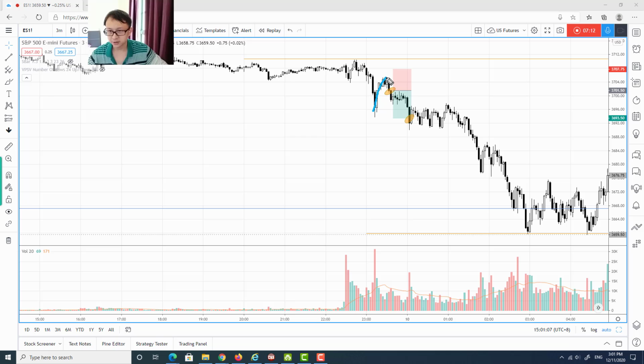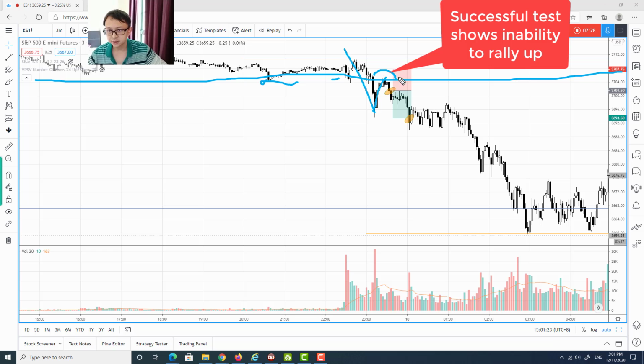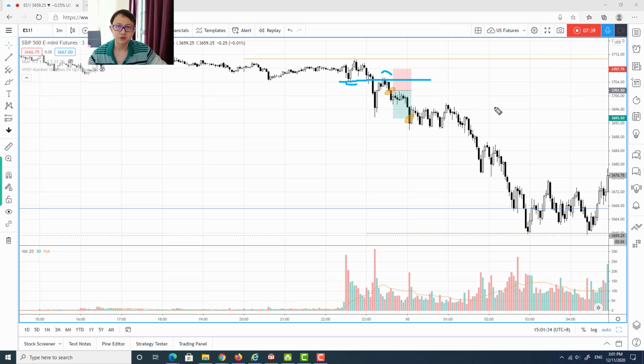So here comes the test. Right after the breakdown, most of the time there will be a test of the breakdown. If the test is successful, what you will generally see is something like this. So you have a support right there, turning resistance there, and you can see the price shows the inability to commit above this support, now turned resistance level. So it's pretty textbook style. This is a support, and once it's broken, it becomes a resistance level.